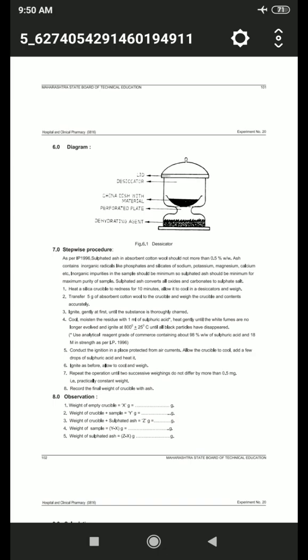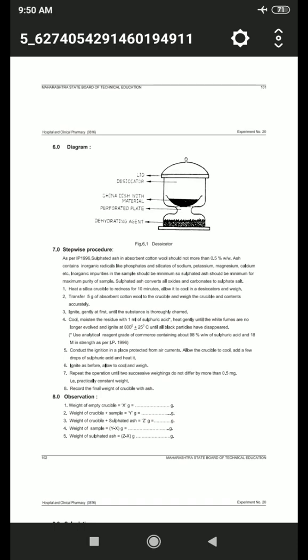Then conduct the ignition in a place protected from air currents. Then allow the crucible to cool. Add a few drops of sulfuric acid and heat it. Then ignite as before, allow to cool and weigh. Then repeat the operation until two successive weighings do not differ by more than 0.5 mg. That is a constant weight.